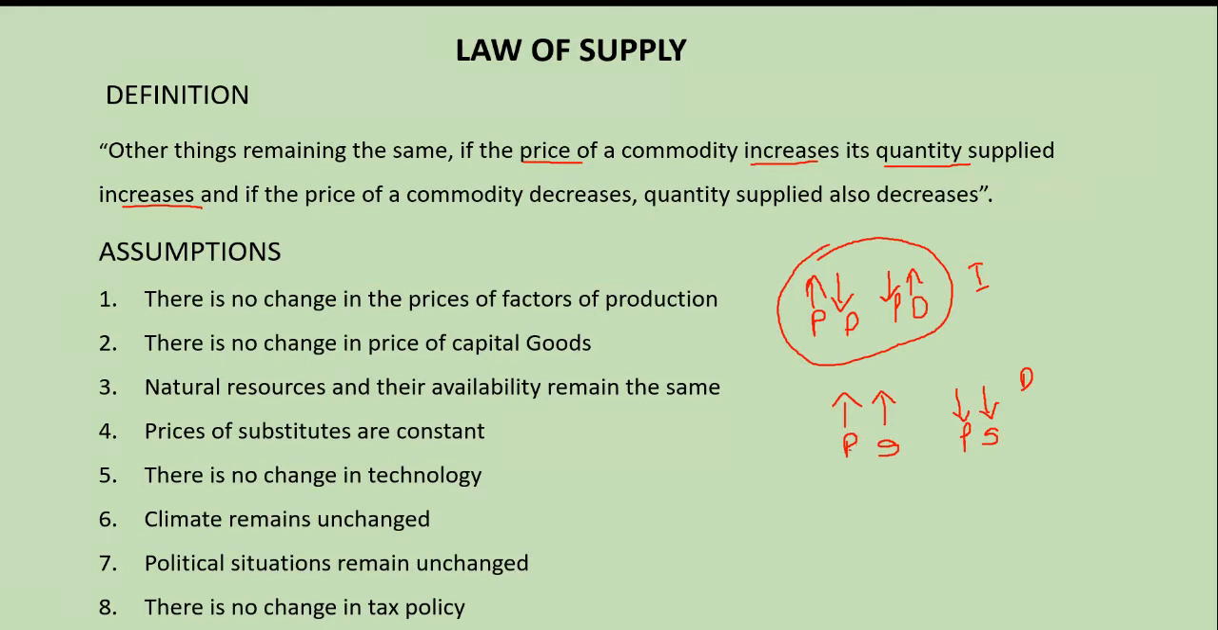Here, if the price of the commodity increases, the quantity supplied increases. If the price of the commodity decreases, the quantity supplied also decreases. So here there is a direct relationship. Here we studied about the consumer. Here we are studying about the producers.